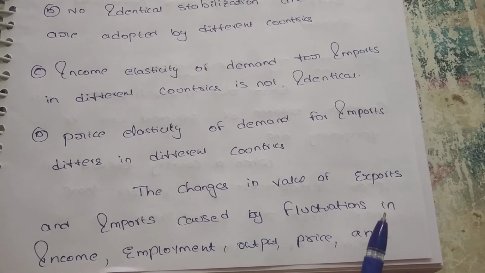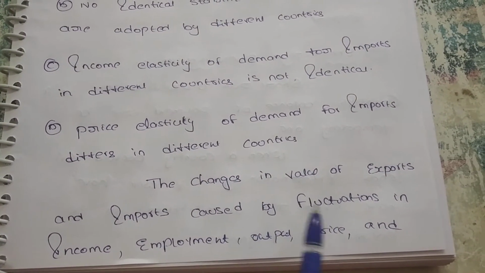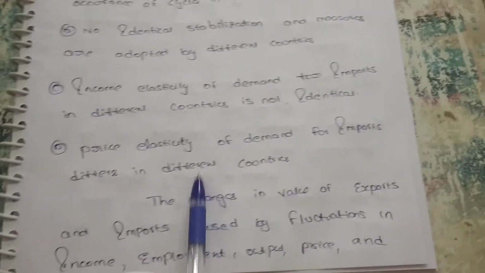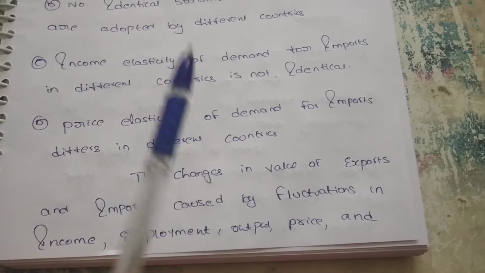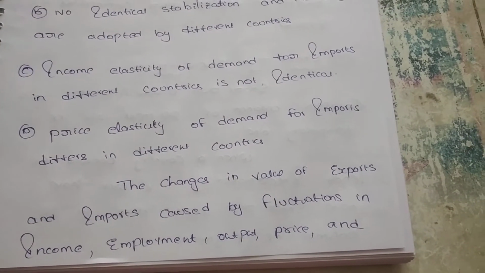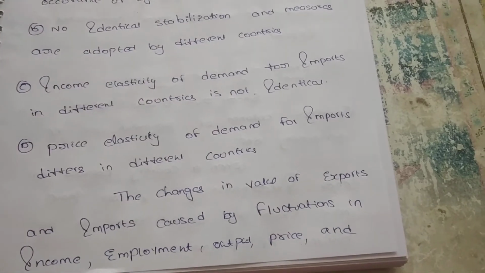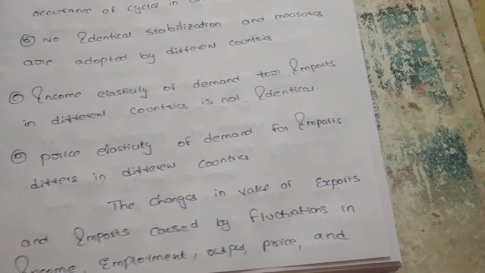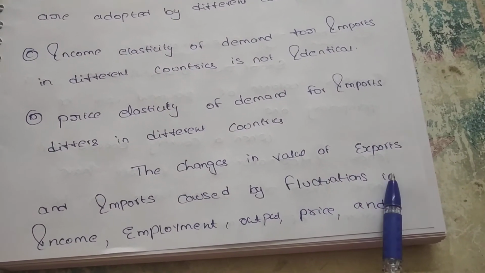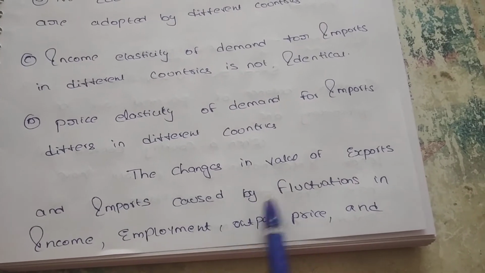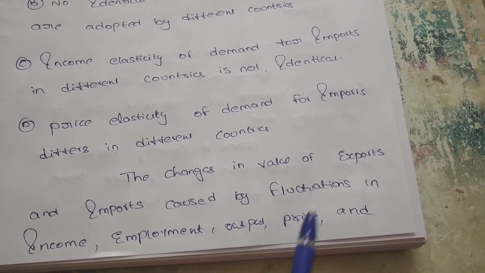The changes in value of exports and imports are caused by fluctuations in income, employment, output and price. Fluctuation means increasing or decreasing. We can't say they completely increase, and we can't say they completely decrease. Fluctuation means in one stage they increase, in another stage they may decrease. The changes in value of exports and imports caused by fluctuations in income, employment, output, price and other variables lead to cyclical disequilibrium. These all come under cyclical disequilibrium.